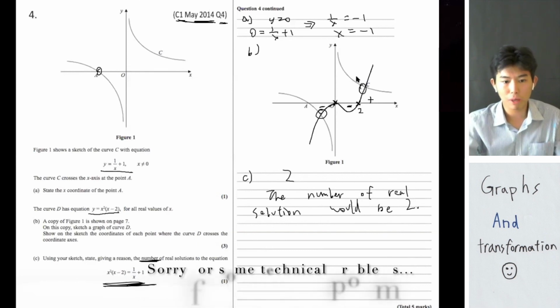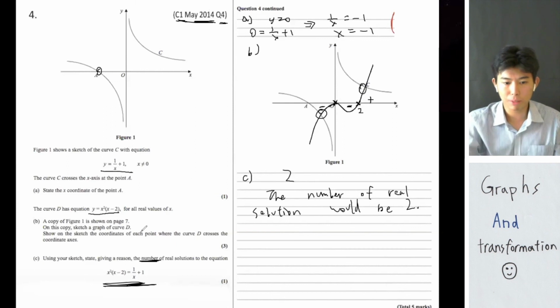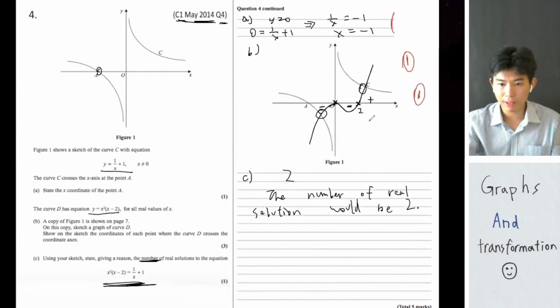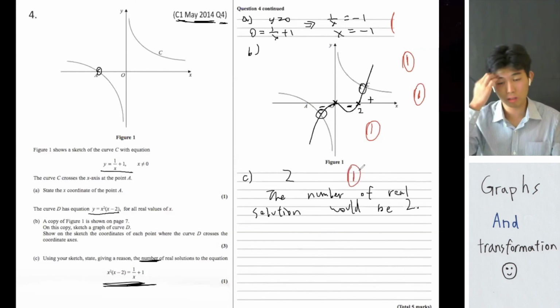So for part A, if you get this right, then you will get the 1 mark. For part B, 1 mark is for the shape, curve shape. 1 mark is for the correct coordinate, and another one is for crossing the points. And for part C, that's 1 mark. So if you get the answer of 2, then you get that 1 mark.